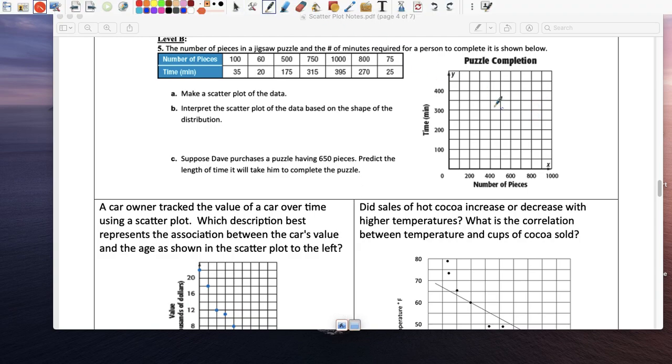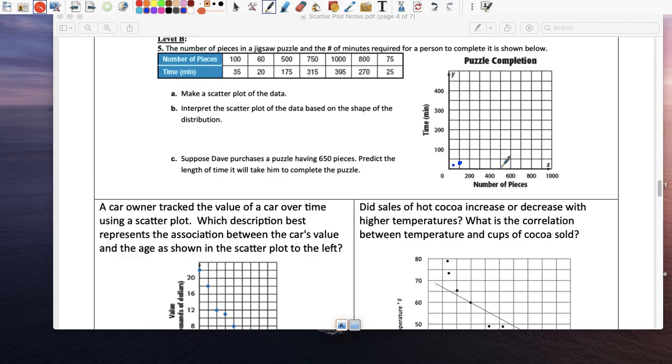Let's graph this. What are we graphing? Puzzle competition, the time, and the number of pieces. Logically, the greater the number of pieces, the longer it's going to take to complete the jigsaw puzzle, right? So let's graph this. If there's 100 pieces, it's going to take you 35 minutes, so about here. You have 60 pieces, which is over here. It's going to take you 20 minutes, which is a little bit lower.